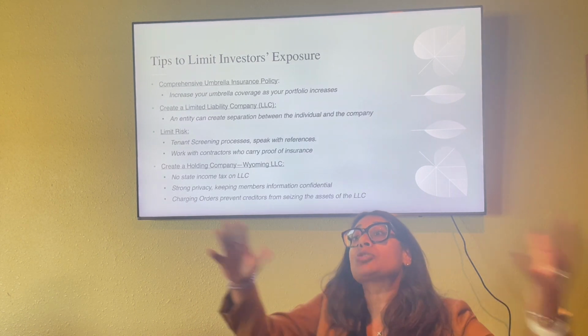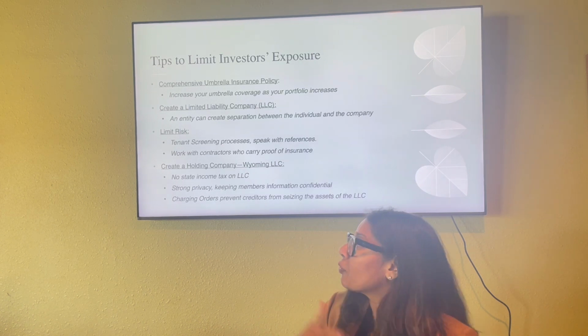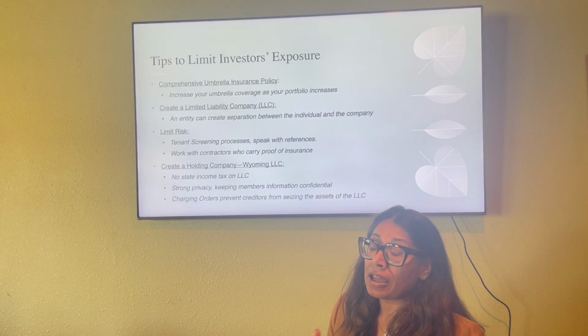So they're not suing Mr. and Mrs. Smith for all their assets. So that's exactly part of the point of why we're saying that you need to have an entity or asset protection to protect you.